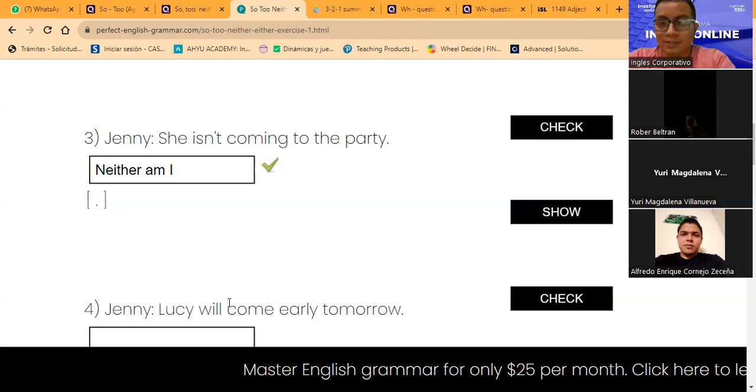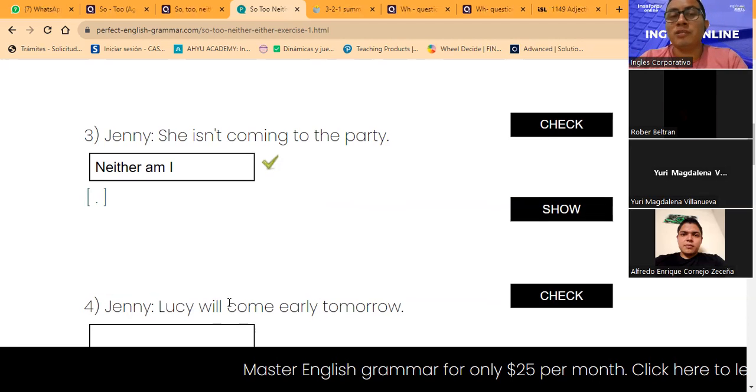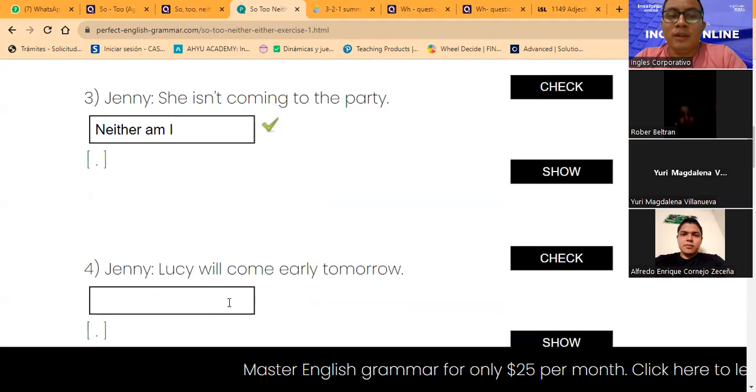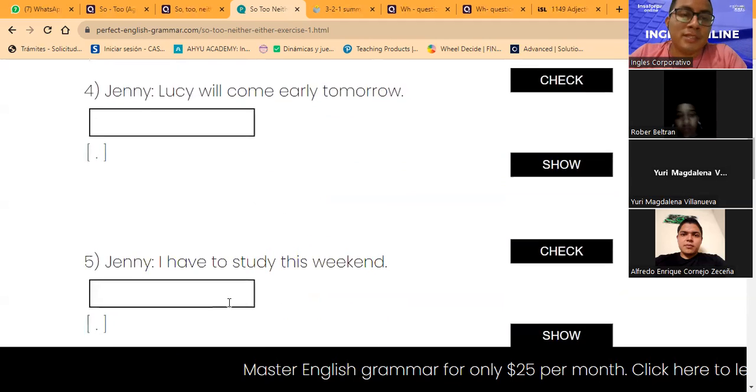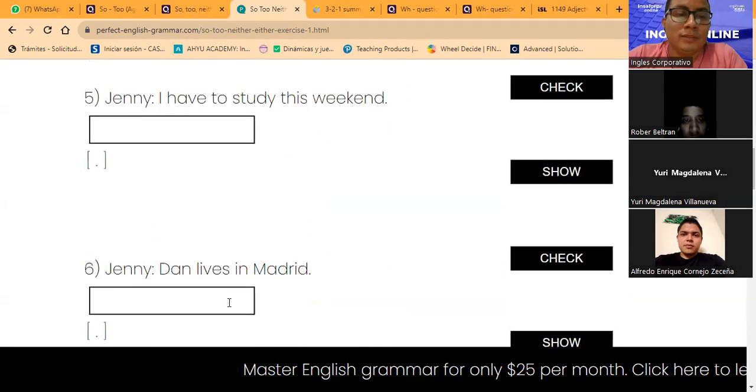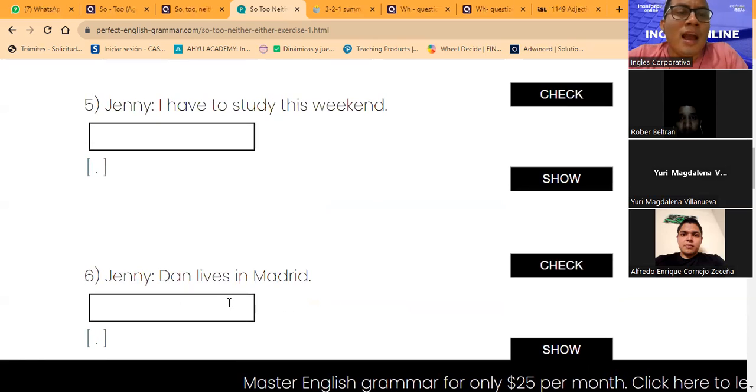Good. Porque estoy expresando agreement, agreement con lo que dijo Jen. Yo también estoy diciendo, mire, yo también. Por eso es como, I am, am I, neither. Vamos a saltarnos este. Hagamos este de Jenny. I have to study this weekend. How do I express agreement? ¿Cómo expreso agreement?